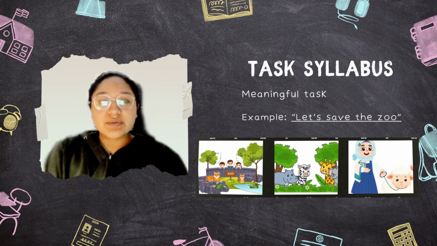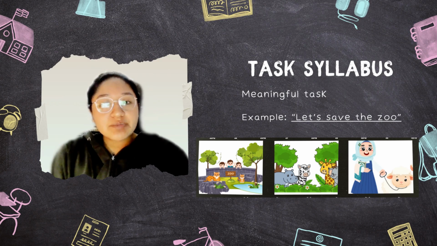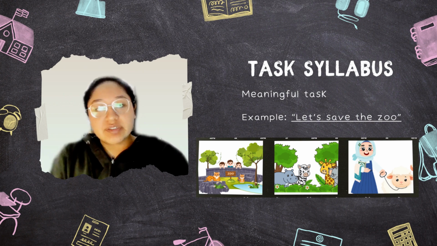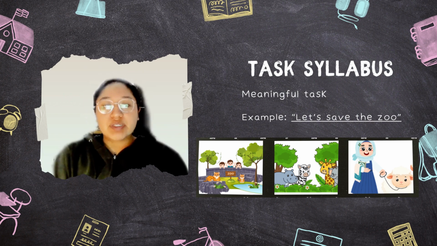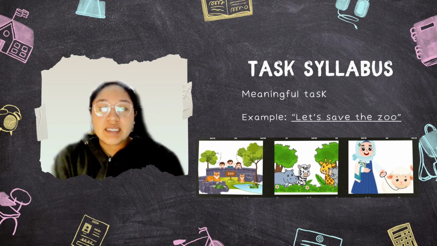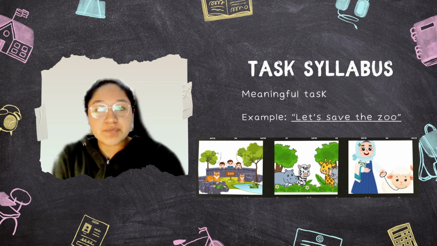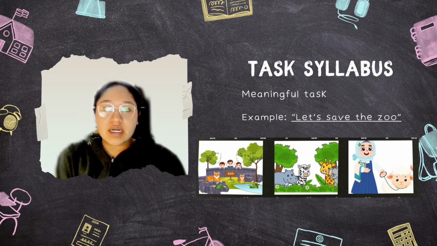I'm going to continue with the task-based syllabus. Here, the priority is the process. Instead of learning grammar rules, the students complete a meaningful task. For example, in the lesson plan, let's say the zoo, the outcome is for the students to describe the animals of the zoo.